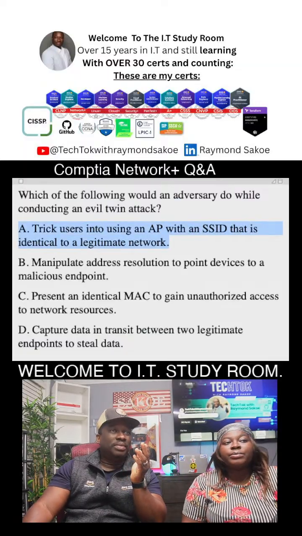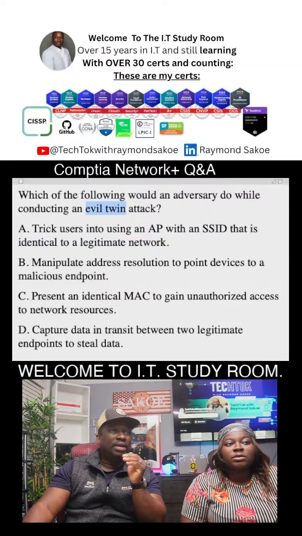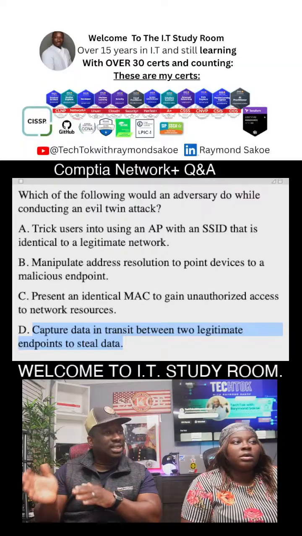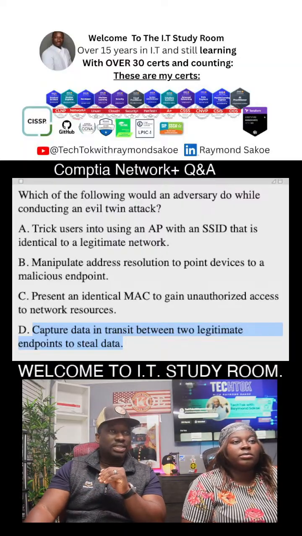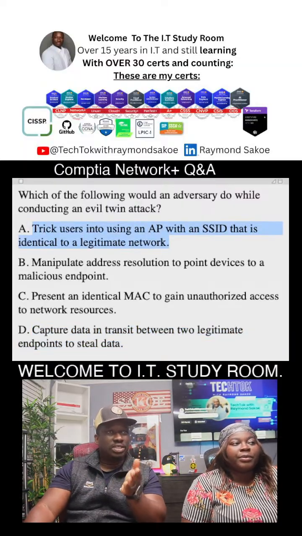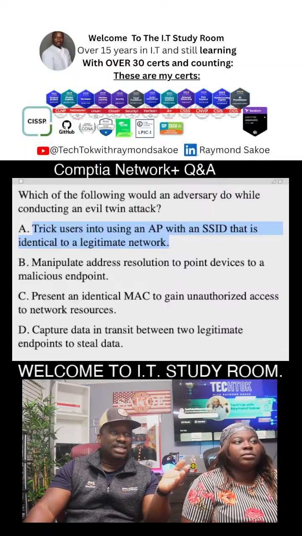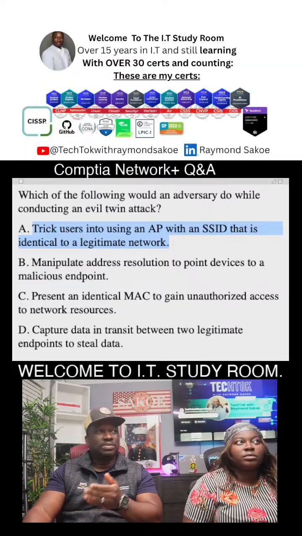Well, someone might be using evil twin, but they might not be performing man in the middle. So it's not always. You can't just say that is the answer, right? But evil twin is what? A: Always trick user into connecting to another Wi-Fi SSID that is identical to a legitimate network.